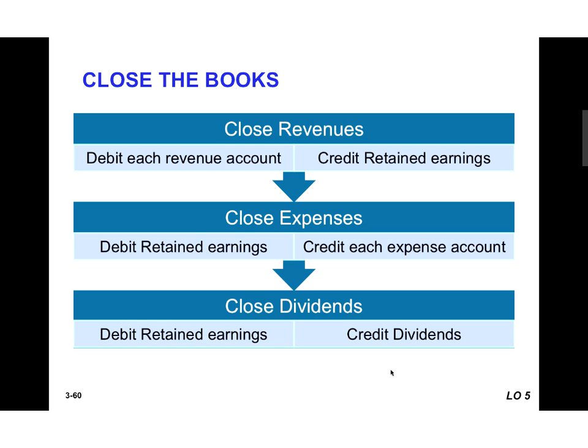Then with expenses, we're going to credit every expense account. The total of all those expenses is going to be debited to retained earnings, so they reduce retained earnings. And then any dividends that we declared and paid, we're going to debit retained earnings and credit dividends. The closing entries will always look like this.